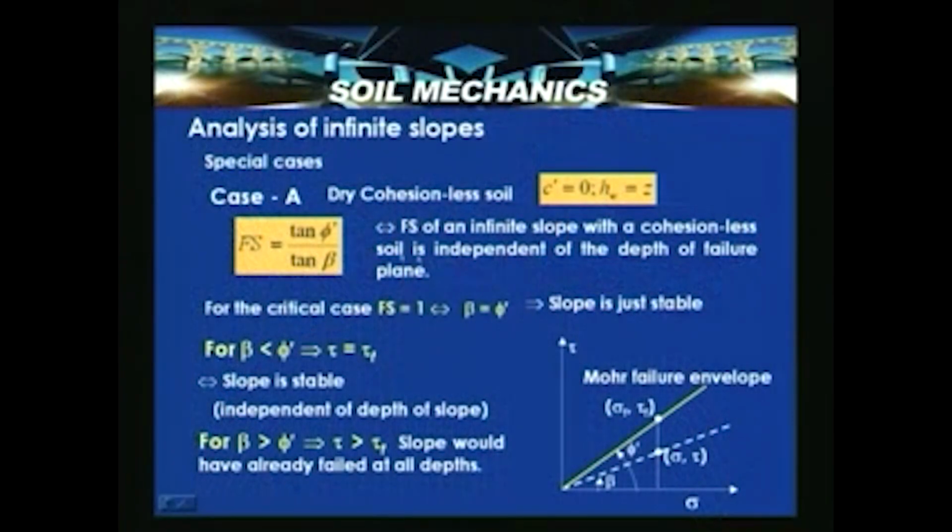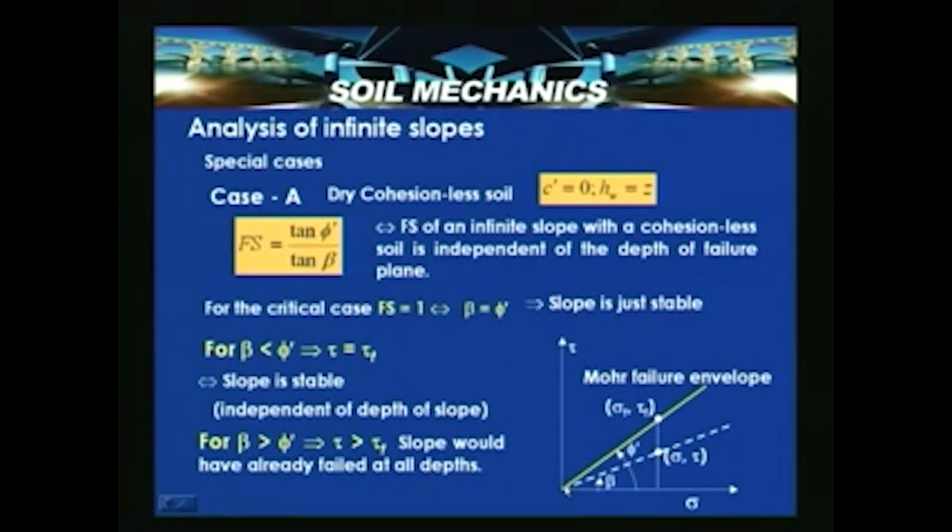So, what we can say is that the factor of safety of an infinite slope with a cohesionless soil is independent of the depth of the failure plane. And for the critical case, factor of safety is equal to 1, that is beta is equal to phi dash, the slope is just stable. For beta less than phi dash, let us now plot this particular situation on a tau versus sigma plot, that is, a Mohr circle plot.